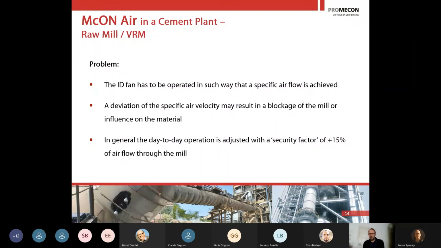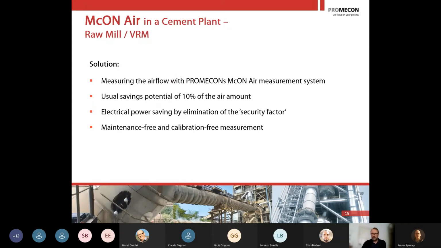Deviations might result in blockages or have an influence on the fineness of the material. The general day-to-day operation is adjusted with a security factor, usually of 15%. If you're just running your airflow on RPMs, then you're usually putting a higher airflow through the mill. This higher airflow, of course, gives some problems in the operation or might cause additional costs.